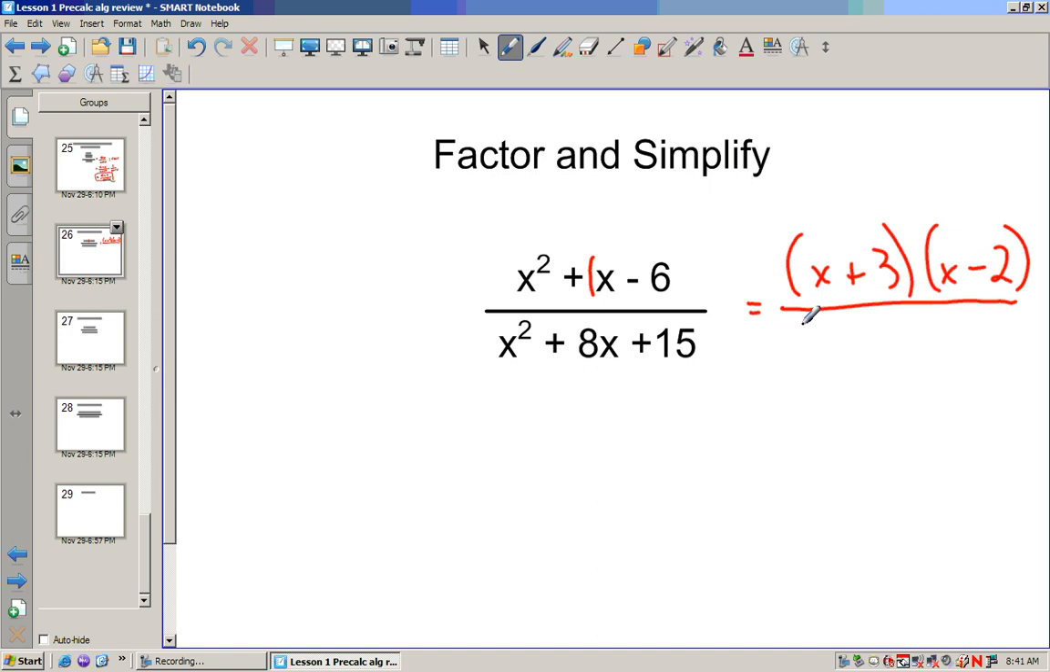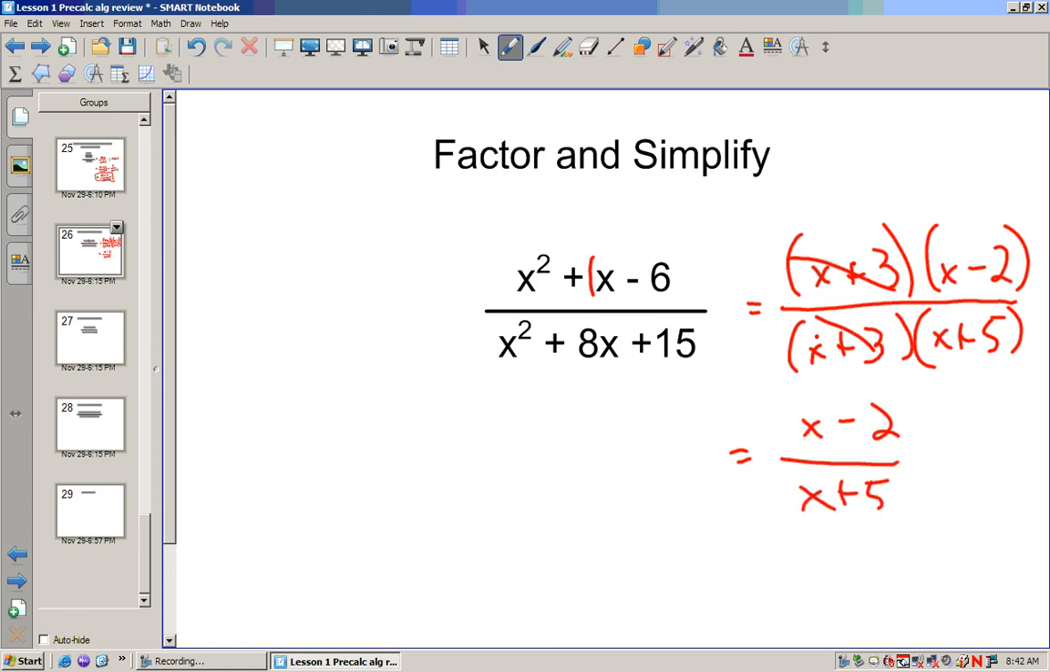What two numbers multiply to 15 but add up to 8? That's going to be x plus 3, x plus 5. Now in this situation, what can we divide out? X plus 3 over x plus 3. That'll cancel out. So this will just be x minus 2 over x plus 5.